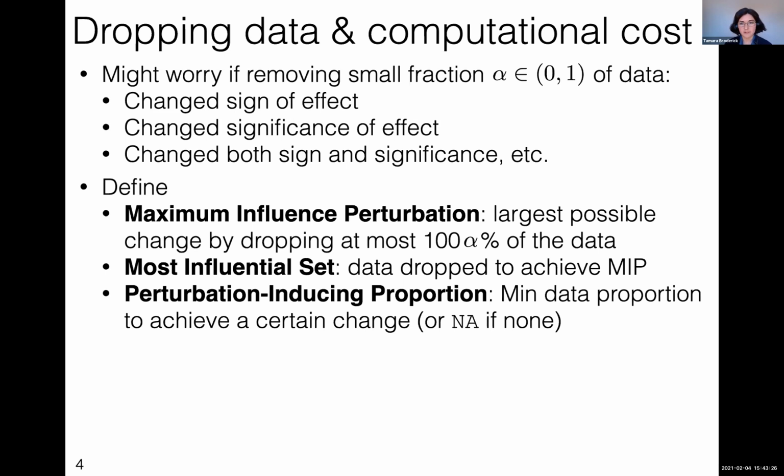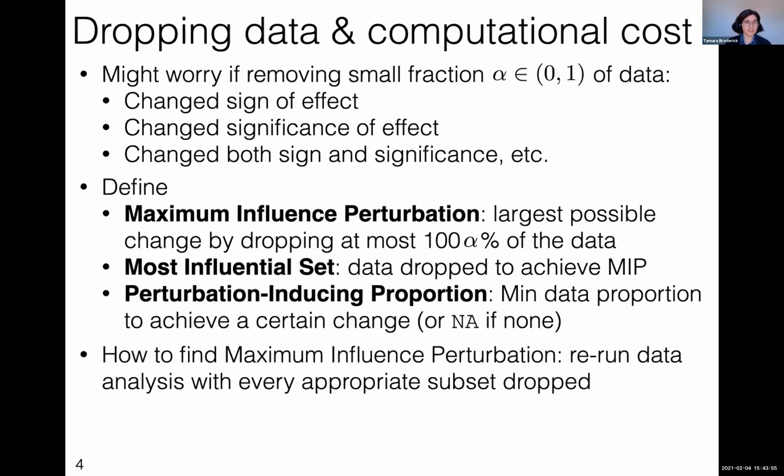Now, something else we might want to be interested in is what we're going to call a perturbation inducing proportion. So the idea here is, what is the minimum data proportion we can drop to achieve a certain change? So how little data, is it very little? How much would it take to change the sign of an effect? And here it might be the case that there's no data we can drop to change the sign of an effect. Maybe it's all well separated and we're doing some classification, and let's call it NA then.